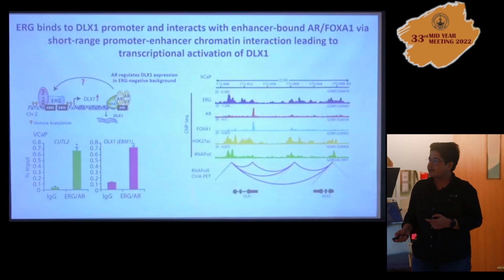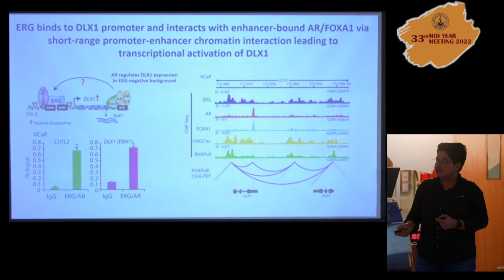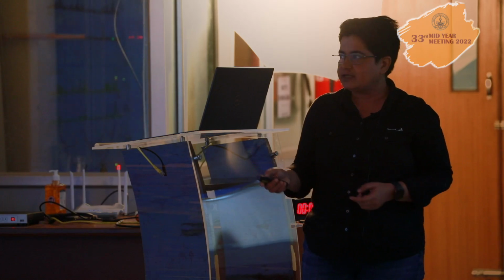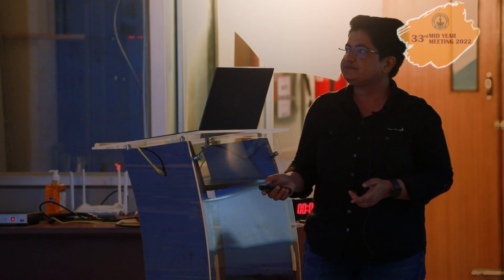Again, this was validated by analyzing publicly available ChIA-PET data, which is a chromatin interaction assay, using pattern tagging. So, you can appreciate here that when we use this RNA-Pol ChIA-PET data and integrate it with the ChIP-seq data for ERG and AR and FOXA1, which are known to be regulators for DLX1, there is a very striking looping between ERG and AR, which is facilitating the transcriptional activation of DLX1 in DLX1 positive patients.